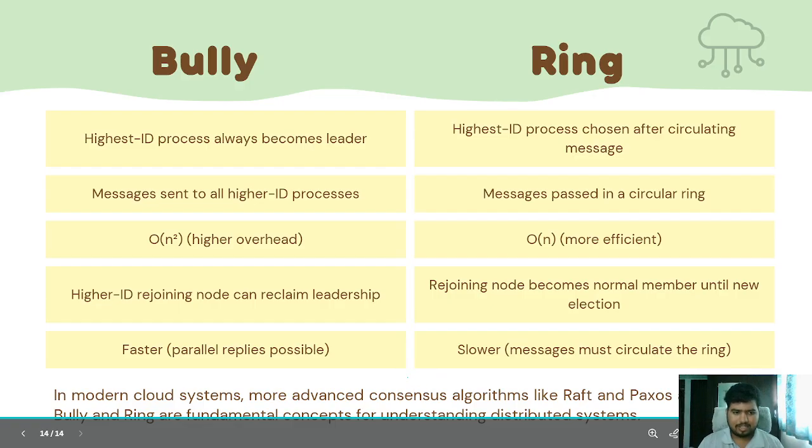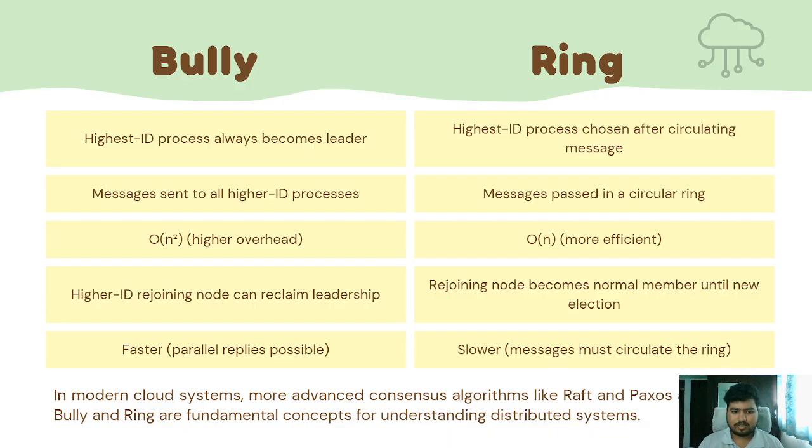At last, in modern cloud systems, more advanced consensus algorithms like Raft and Paxos are used. But the bully algorithm and the ring algorithm are fundamental concepts for understanding distributed systems.